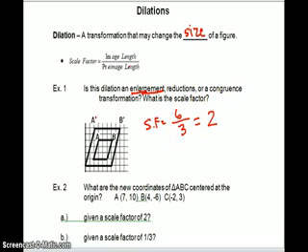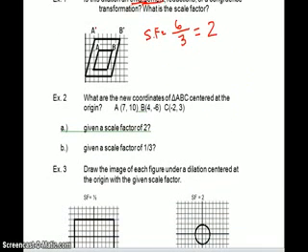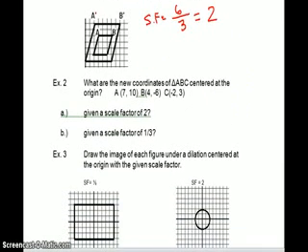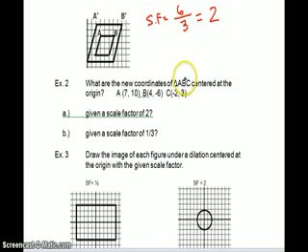And example 2. What are the coordinates of A, B, C centered at the origin? Okay, given a scale factor of 2. Okay, so what we're going to do is take this triangle ABC, and it's centered at the origin. So given a scale factor of 2, that means the new triangle is going to go twice as far in this direction, twice as far to B, and twice as far to C. So we're just going to multiply each of these by 2.